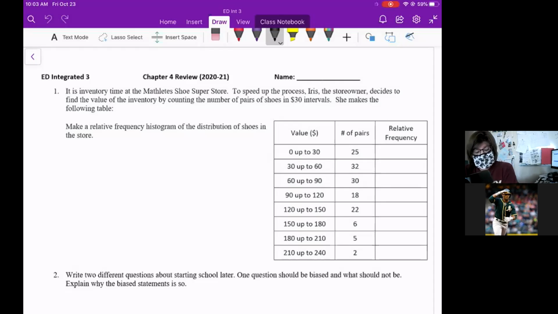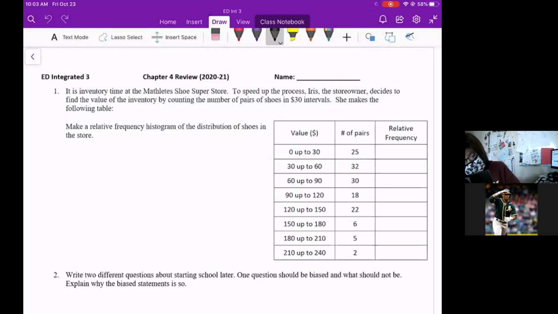Okay. It's inventory time at the Mathlete Shoe Superstore. To speed up the process, Iris, the store owner, decides to find the value of the inventory by counting the number of pairs of shoes in $30 intervals. She makes the following table. Make a relative frequency histogram of the distribution of shoes in the store.